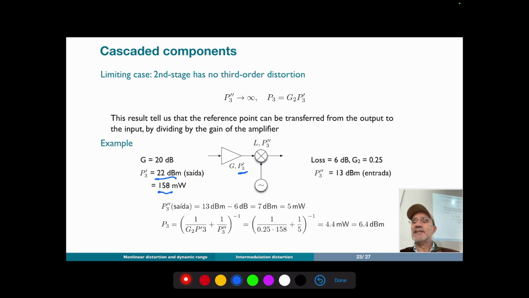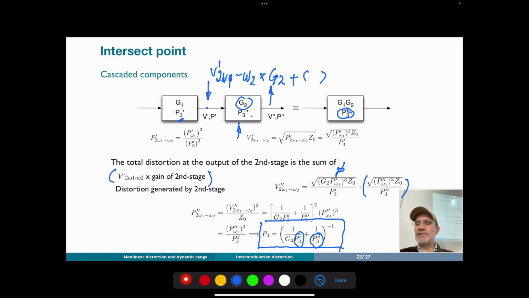The mixer doesn't have gain, has a loss of 6 dB, and has a third order intersect point of 13 dBm, but referred to the input. Since one of the devices has third order intersect point defined at the input and the other one at the output, to be able to do some calculations, we have to refer both to the same input or the output. And one way of doing this is by looking into this equation here.